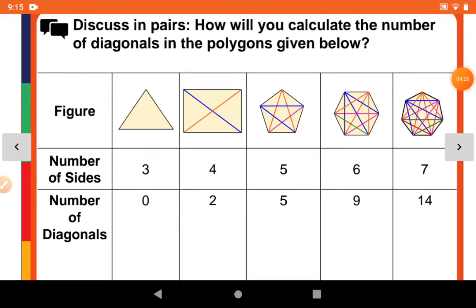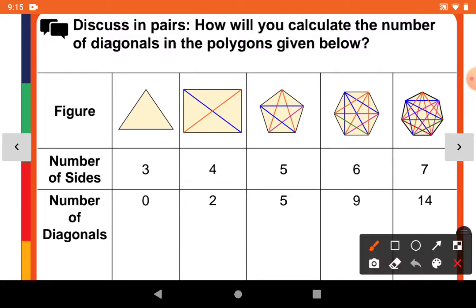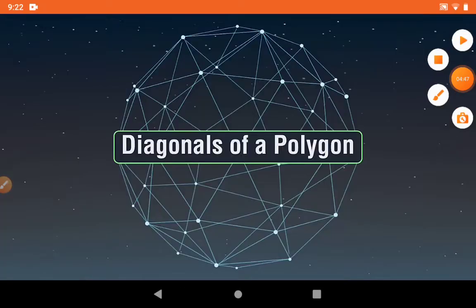Dear students, this is the answer. Match with the activity which you have performed. If you have taken out as many diagonals as given here, then very good, well done. You have learnt how to find the diagonals, but if there is any error, rectify it. So students, now watch this video to know more about the diagonals of a polygon.